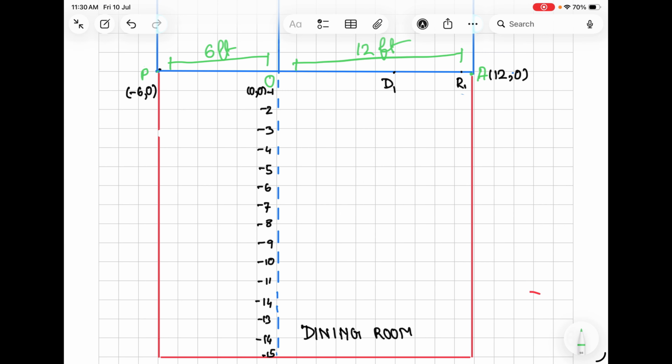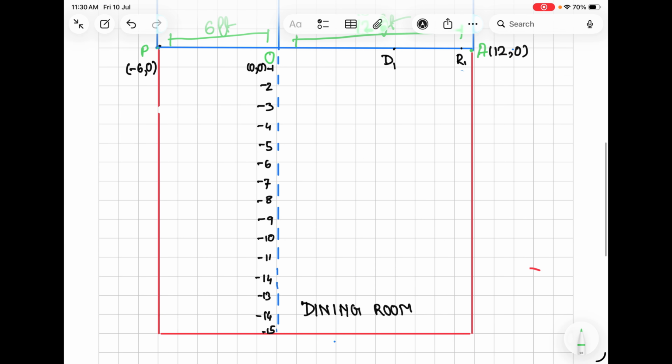So where is the 15? Here is the 15, so this point and here this point. We mark the point and also name it. Suppose this is E and this is F. Since the dining room is below the origin, we take the point 15, which is the width of the dining room, below the origin and also name it E and F.